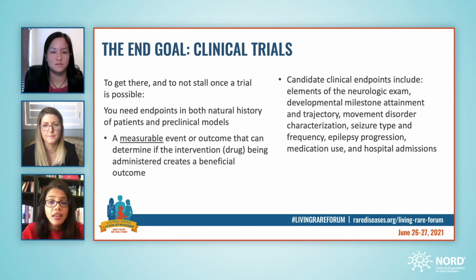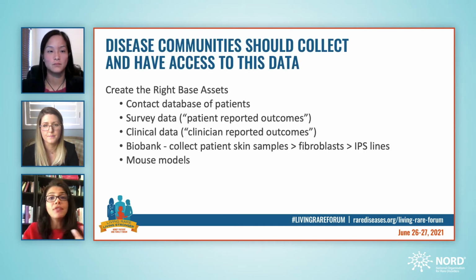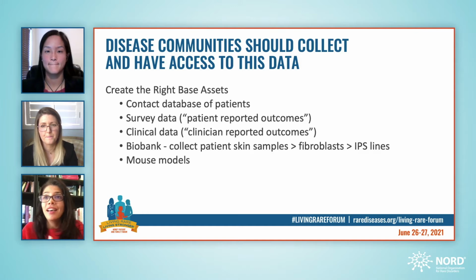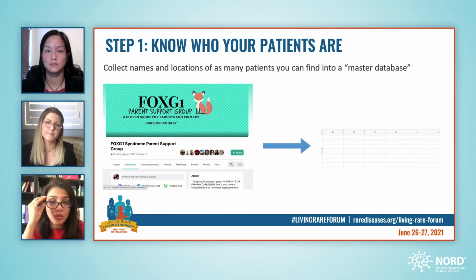So there are many things you need to do. I'm going to go in order, and the first one is really creating a contact database of patients. For you to even get into a registry and a natural history platform, the first thing is you need to know who your patients are. So I'll give you an example of what we did at FOXG1 Research Foundation. And of course, this is just our experience, and you must have your own experiences. So take what you can from this.